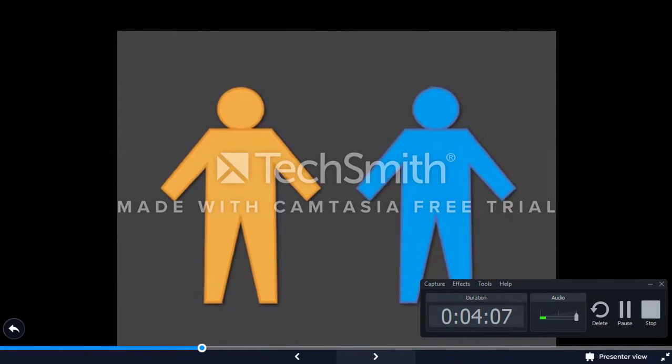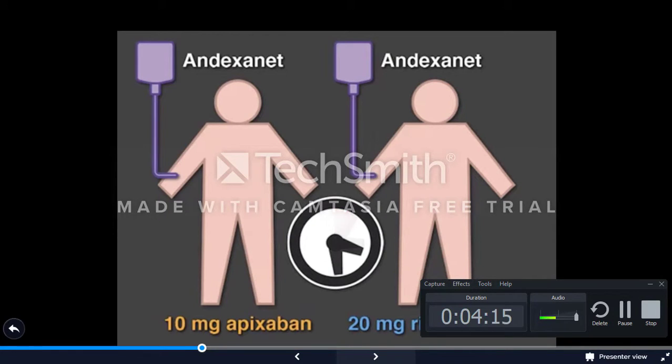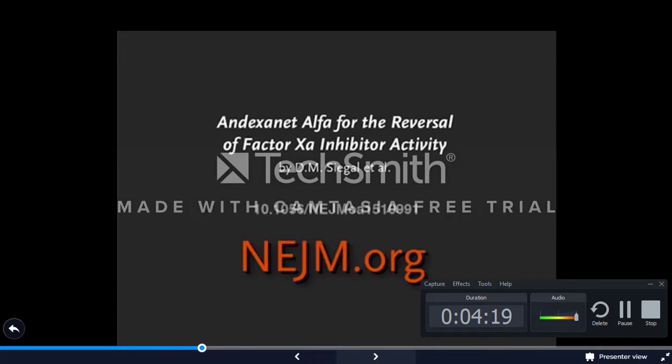The authors conclude that Andexanet reversed the anticoagulant activity of apixaban and rivaroxaban in healthy older volunteers within minutes and for the duration of infusion, without evidence of clinical toxicity. Full trial results are available at nejm.org.